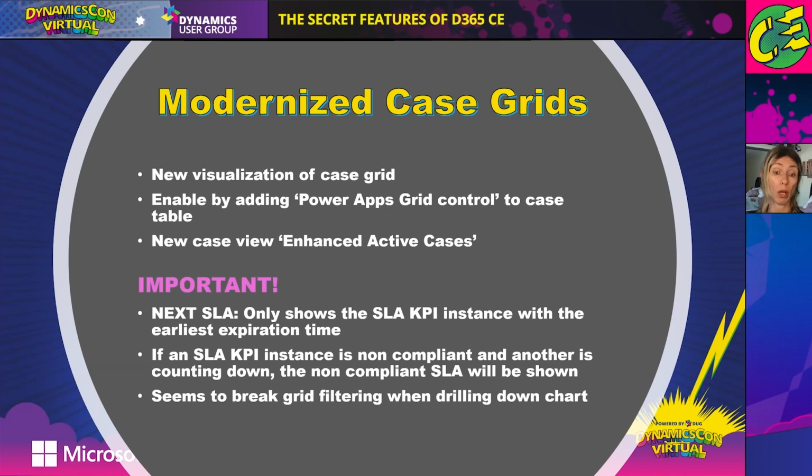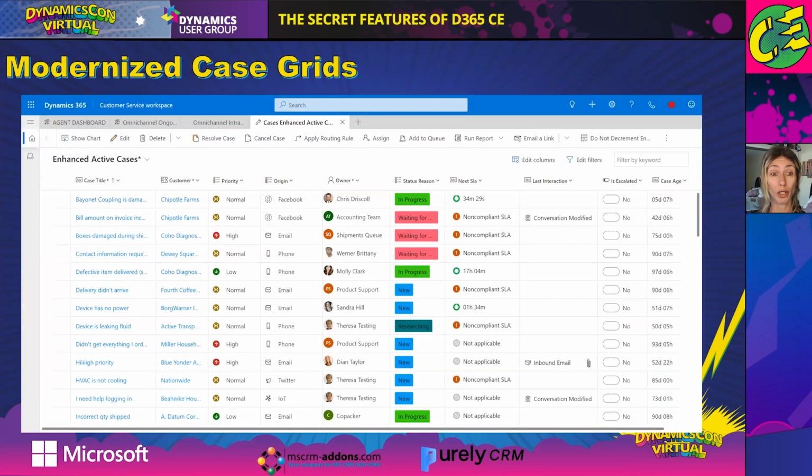The other thing I want you to know is that it seems to break the grid filtering. You know how if you are in a grid and you pull up the chart and you click on the chart, it filters out the records in the grid? It doesn't do that with this. So keep that in mind as well. This is what it looks like. It looks pretty nice, right? So this was what I was talking about, this next SLA field, right? So you have to be cognizant that it actually does that. And again, if I pull up the chart and try to drill into it, nothing really happens. So keep that in mind.